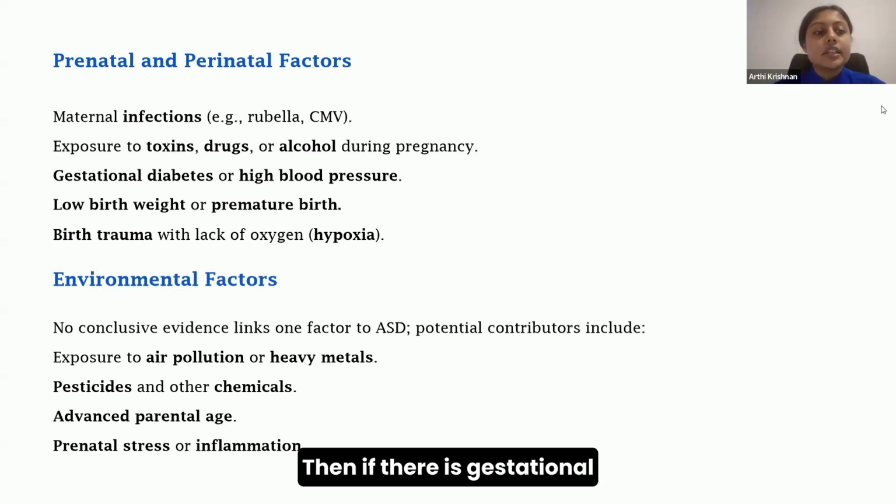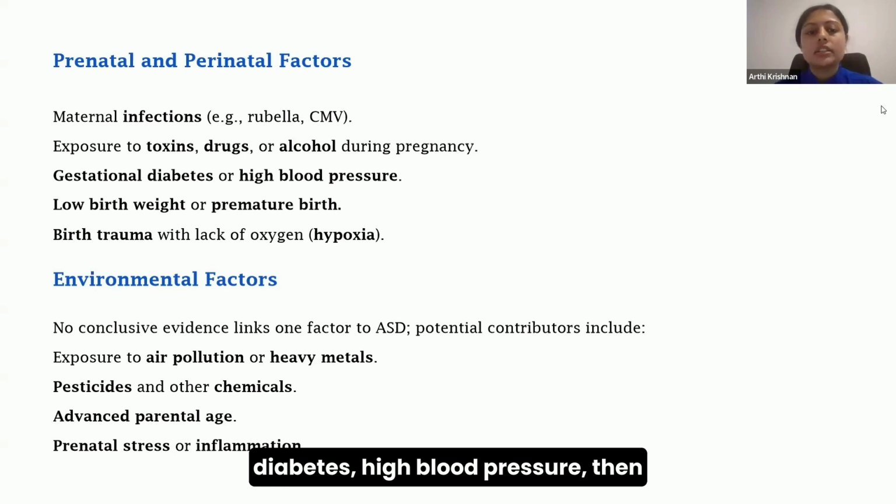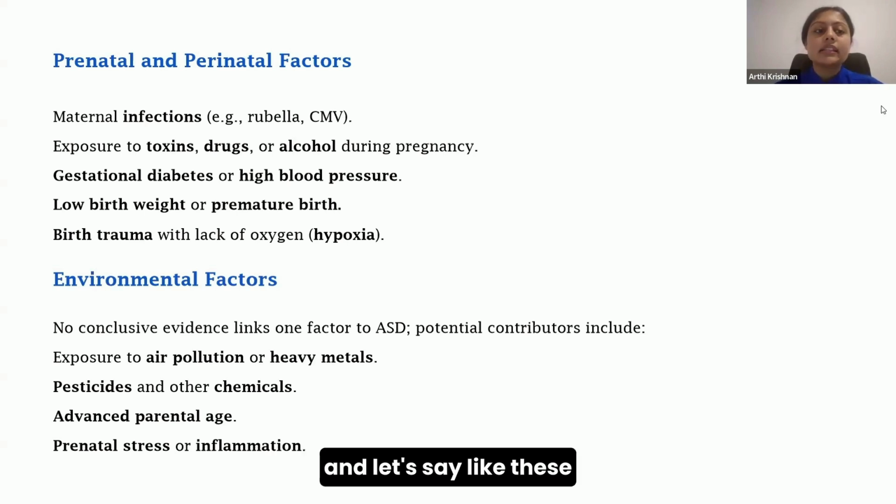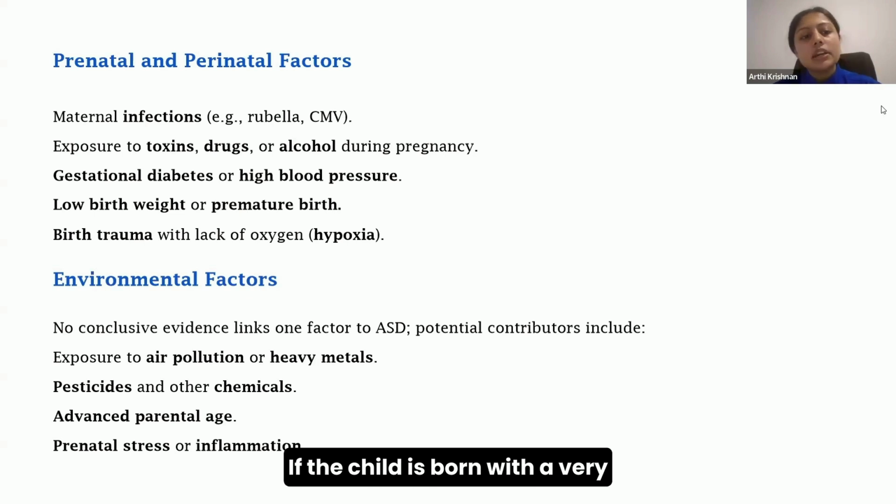Then, if there is gestational diabetes or high blood pressure, this also is a factor which impacts. These are some prenatal factors. What about perinatal factors? If the child is born with a very low birth weight, or if there's a premature birth, then there could be a higher risk for autism spectrum disorder. And apart from this, if there is developmental delay, in speech and in other functions, then it can be linked with autism spectrum disorder.